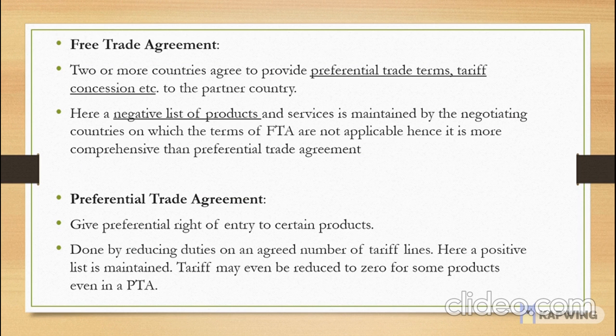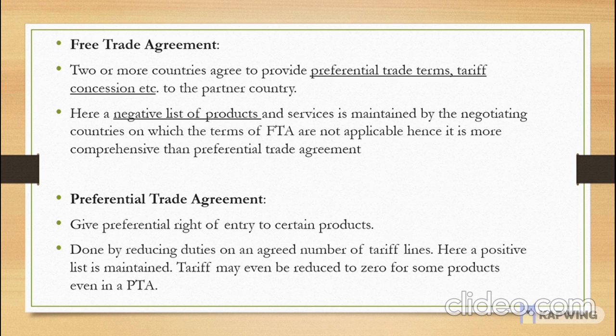Now the preferential trade agreement becomes the opposite of a free trade agreement. Here you provide a positive list of goods and services to which the trade agreement's conditions will be applied. The products and services in the positive list will be eligible for reduction in tariffs, or the tariffs can even go down to zero. So that's how a preferential trade agreement is formed.